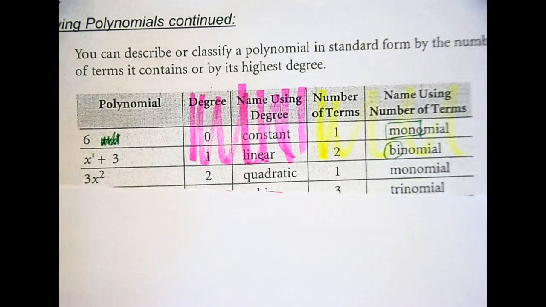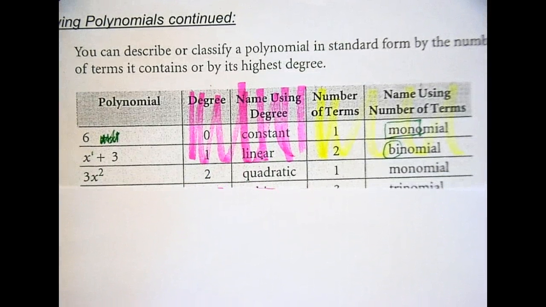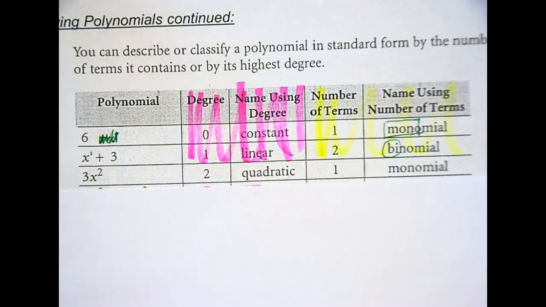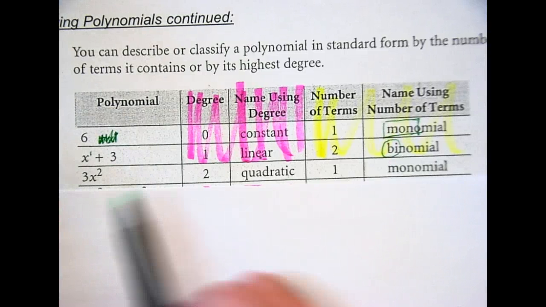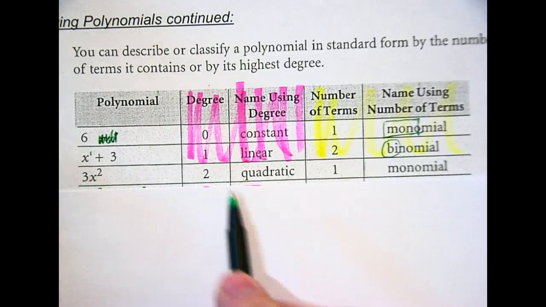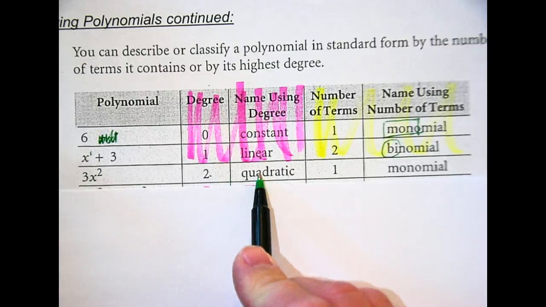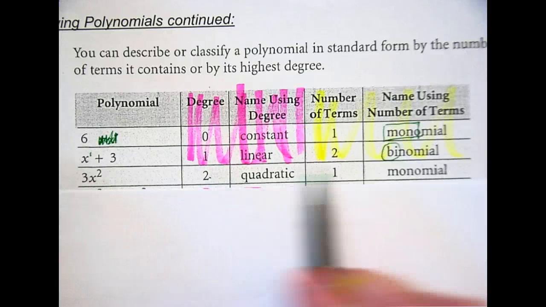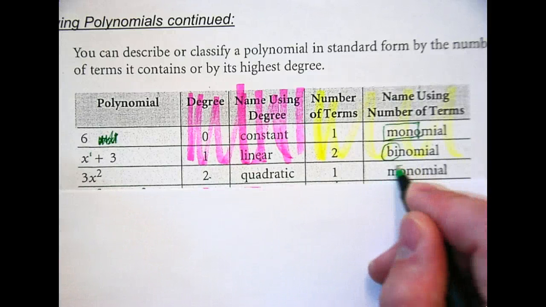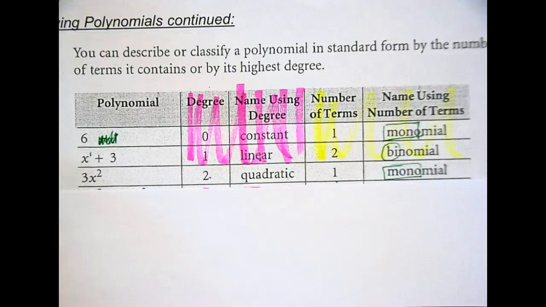All right? If we have the polynomial 3x squared, notice in this case the highest power is 2. The degree is 2. It's a quadratic. There's only one term in this one. So that one term, once again, we call monomial. Mono meaning 1.